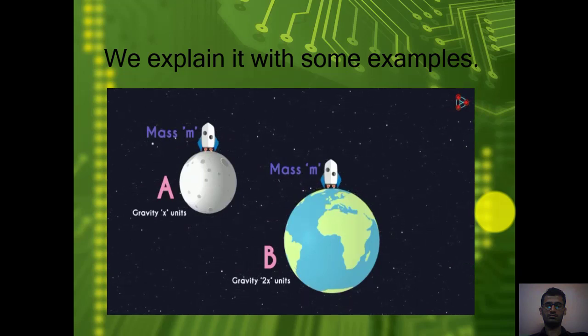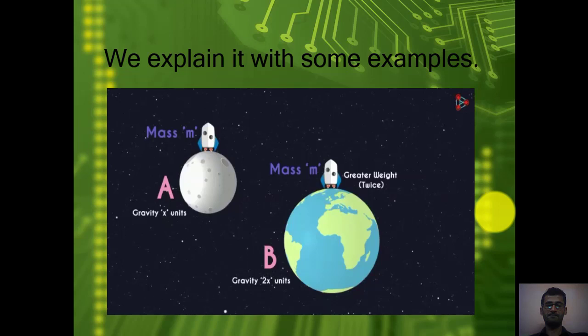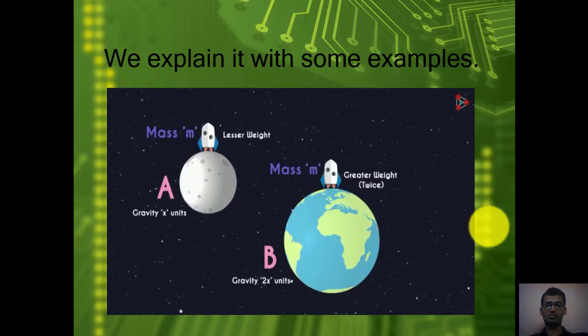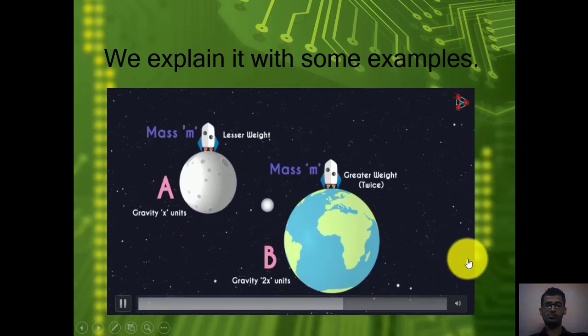Now understand this well. The mass of the object will be m at both places, but the weight of the object will be greater at place B because the pull of gravity is stronger. As the gravity is twice as big, the weight of the object will be twice as much at place B as compared to place A. So the weight of an object is a measurement of the gravitational force acting on it.